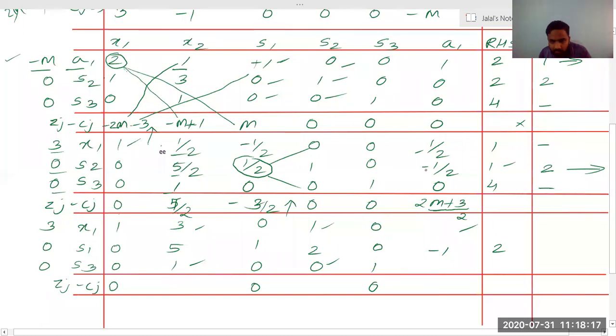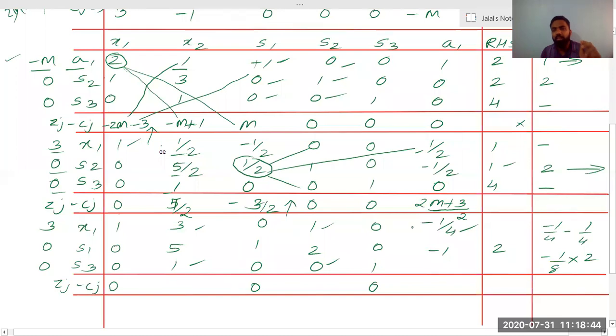Minus half into minus half is 1 by 4. Sorry, this is minus 1 by 4. Half into minus half is minus 1 by 4. Then minus minus minus will again be minus 1 by 4. So this will become minus 1 by 8 into 2, which comes out to be minus 1 by 4. You can see the solution.